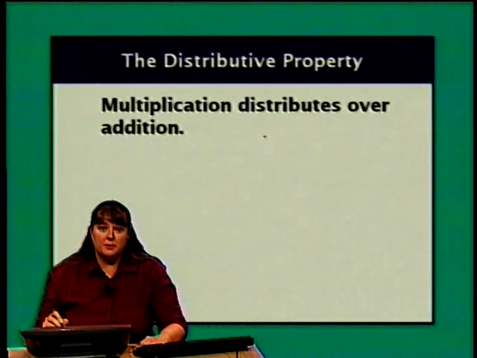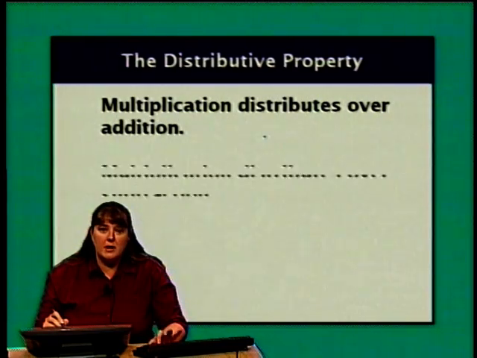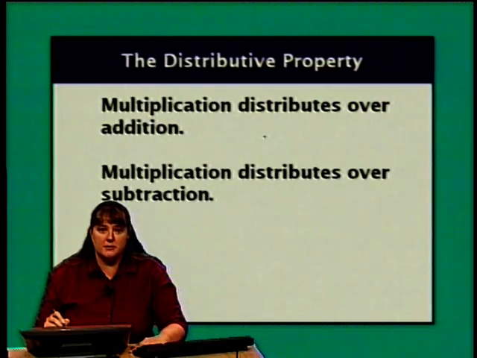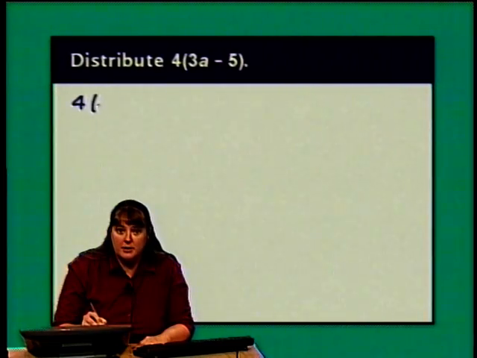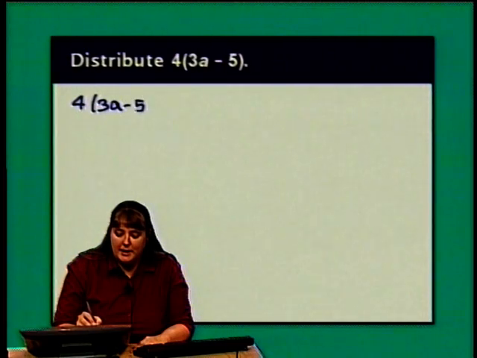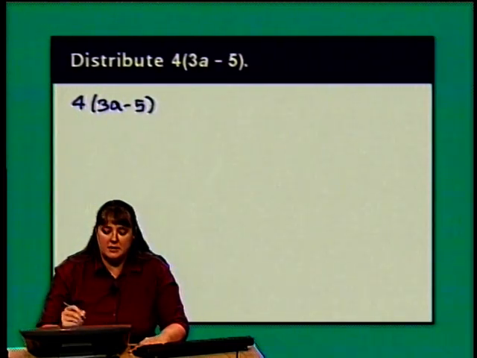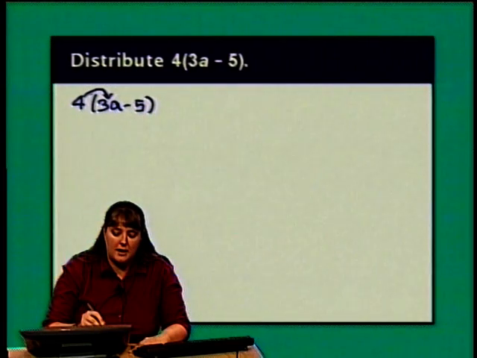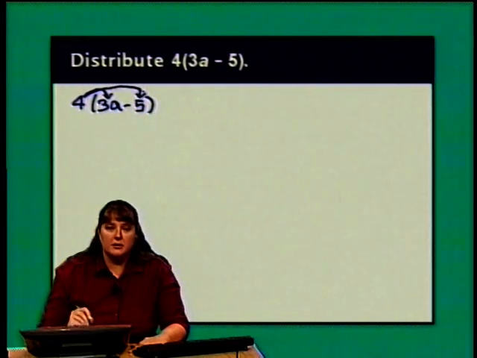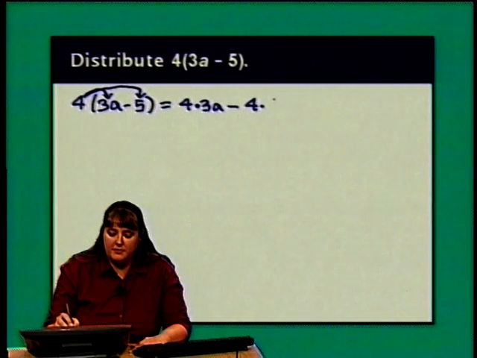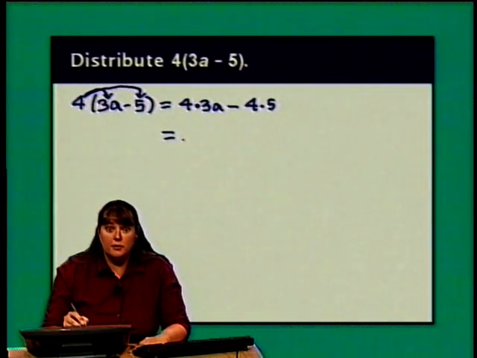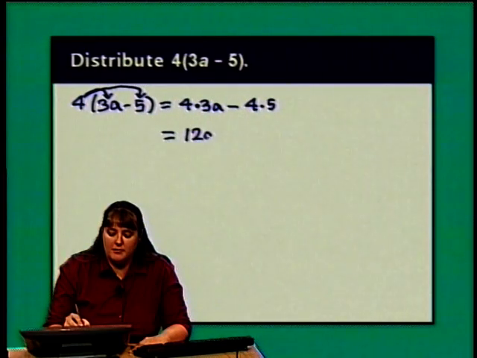Now we already mentioned that multiplication distributes over addition. Well, we also know that multiplication distributes over subtraction. Let's look at an example. Let's say I wanted to find 4 times the quantity 3a minus 5. The distributive property tells me I need to distribute the 4 to the 3a, and I need to distribute the 4 to the 5. So I have 4 times 3a minus 4 times 5. 4 times 3 is 12, so my first term is 12a minus 4 times 5 is 20.